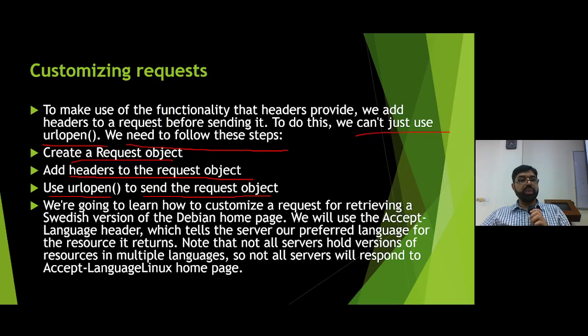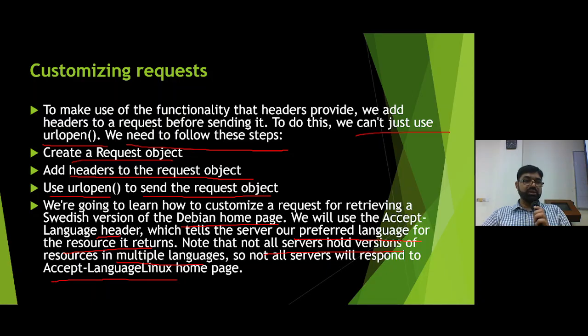We are going to learn how to customize a request for retrieving, suppose, the Swedish version of the Debian homepage. Debian is a Linux distribution, right? We just want a Swedish version. So we will use the Accept-Language header, which tells the server our preferred language for the resource returned. Note that not all servers hold versions of the resource for multiple languages. Obviously, not every server responds in multiple languages, but whichever web server does, you can set your preference and you will get that specific language.